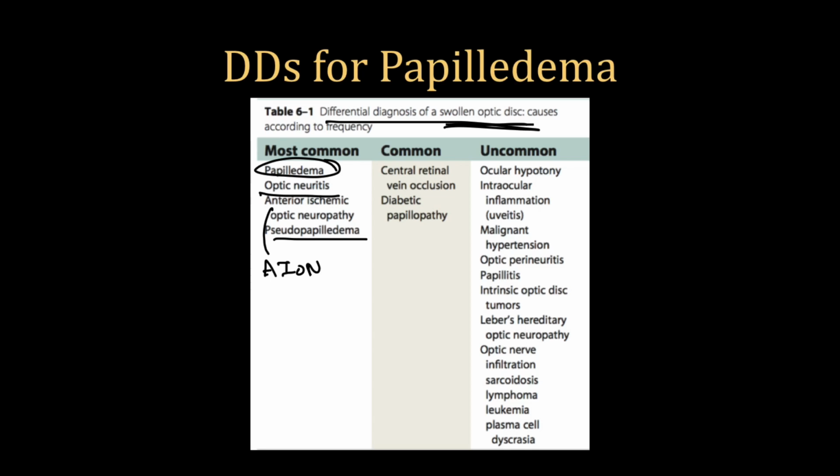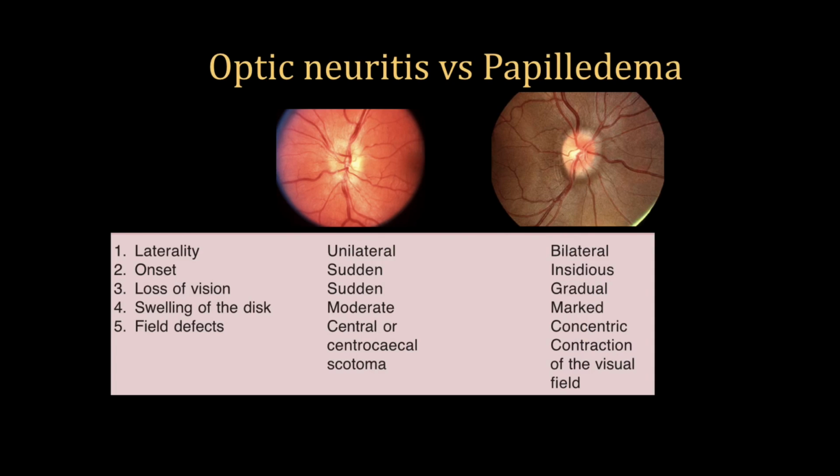And also CRVO is another cause, and diabetic papillopathy is another reason. And again, very important, ocular hypotony, reduction in the IOP, can also cause disc swelling. And again, very important, malignant hypertension can also cause disc swelling. Now, with these points in mind, let us discuss something further.